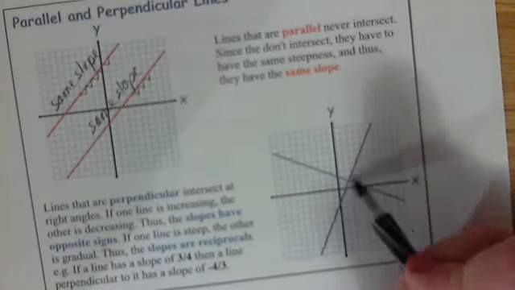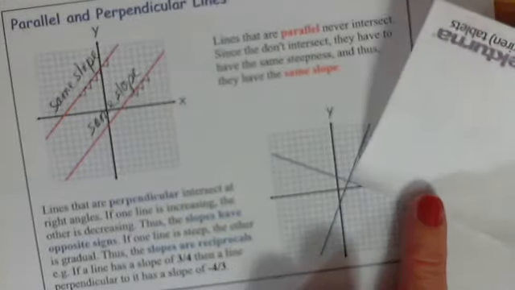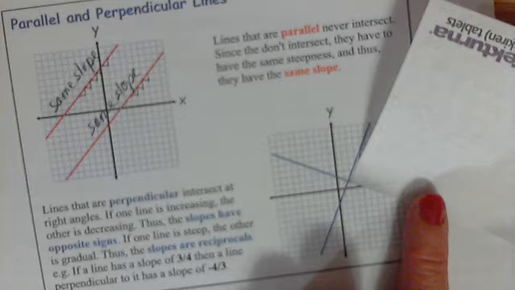Let's look at perpendicular lines. Perpendicular lines are lines that intersect at right angles. So if I take a look right here where these two blue lines meet, and I take the corner of a piece of paper, I can see that that is a right angle there. Perpendicular lines meet at a right angle or 90 degrees. So let's look at their slopes.